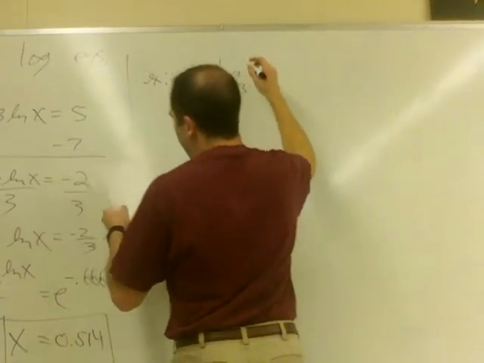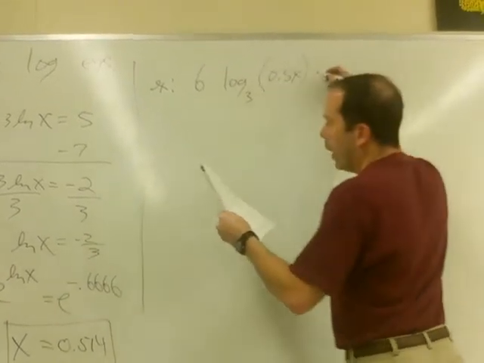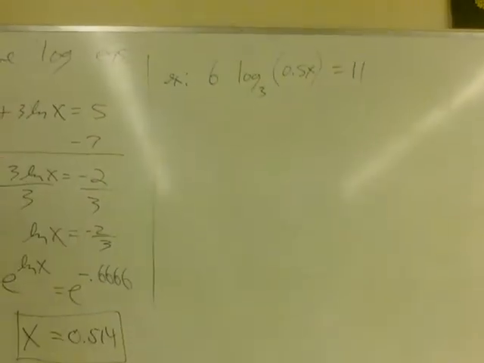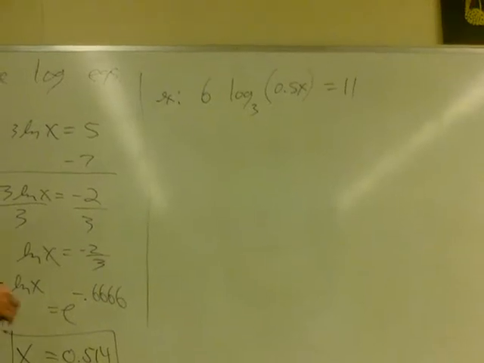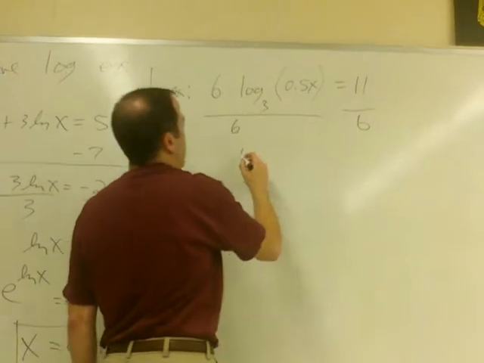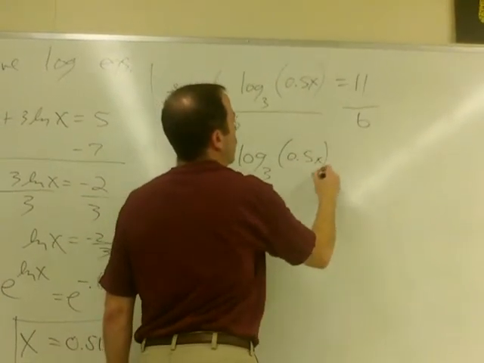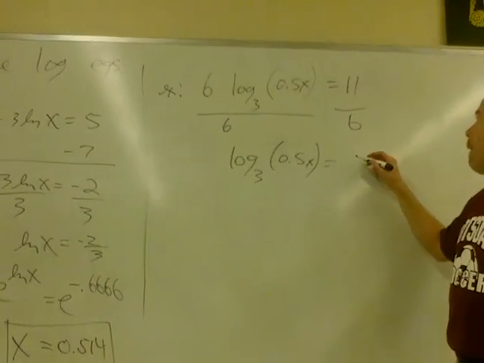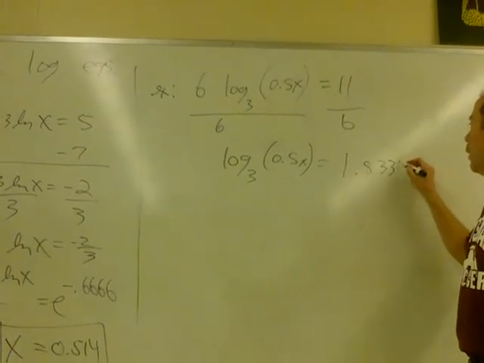Notice the log base 3 of 0.5x equals 11 over 6. My first thought: divide by 6, because we're still trying to isolate the special term. So log base 3 of 0.5x equals 11 divided by 6, which is 1.8333.